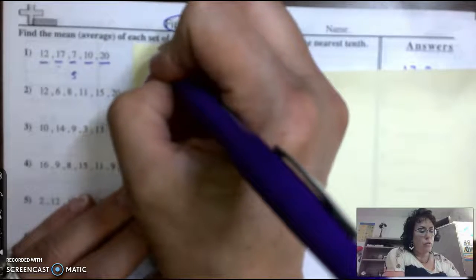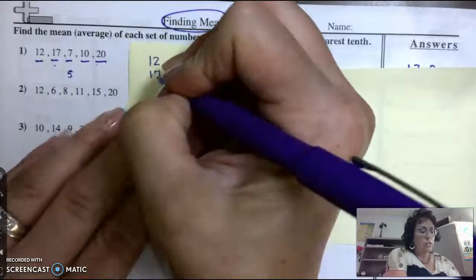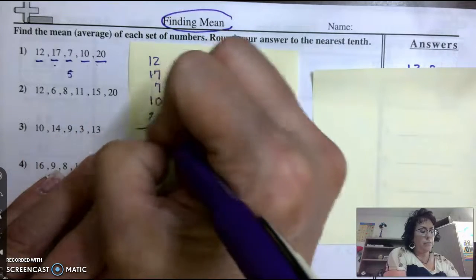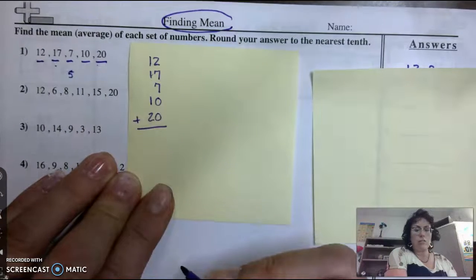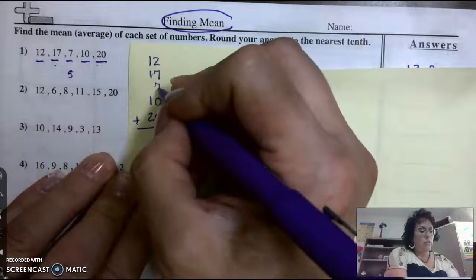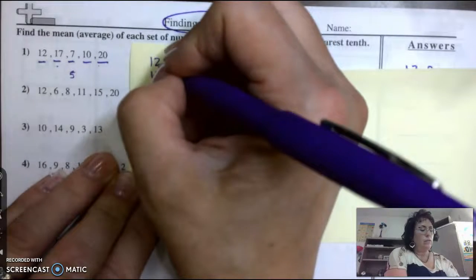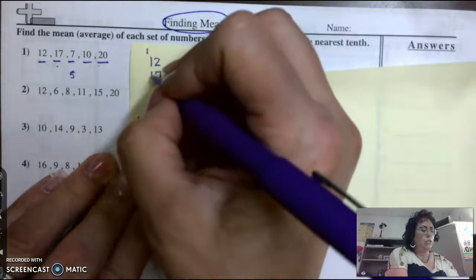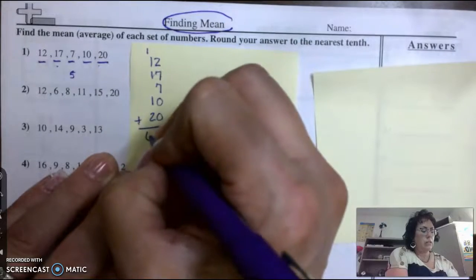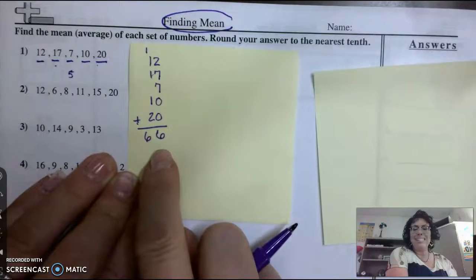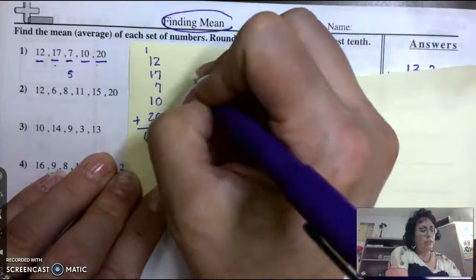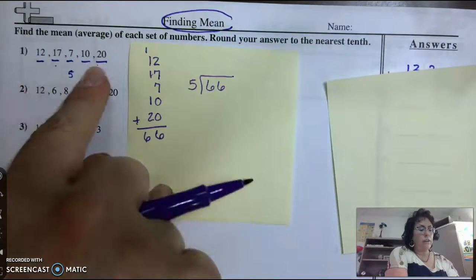So if you have 12, 17, 7, 10, and 20, I'm going to add those numbers together. Okay? So we have 7 plus 7 is 14, 15, 16, 2, 3, 4, 5, 6. So when I add them together, I get 66. Then I'm just going to take that number and divide it by 5 because there are 5 numbers in my data set.